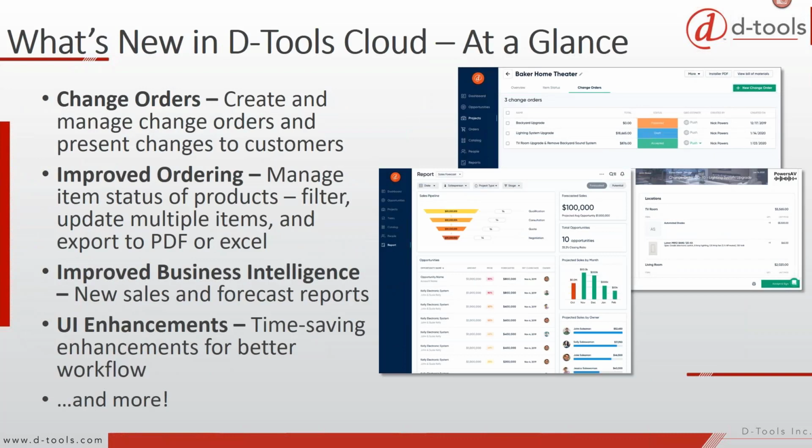So our team has been hard at work developing the solution to help you better manage your entire project lifecycle. So what's new? Our change order capability has been receiving great reviews. We've also improved the way you order equipment and track it. We also have improved business intelligence to help you better understand your team's performance, what projects are the most profitable, and what equipment have the best margins, helping you make those better business decisions.